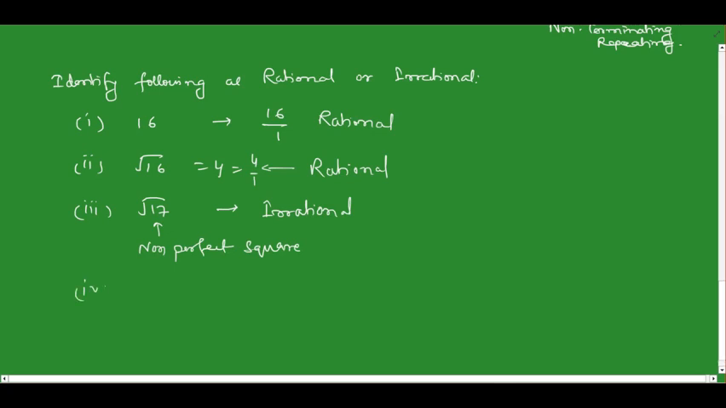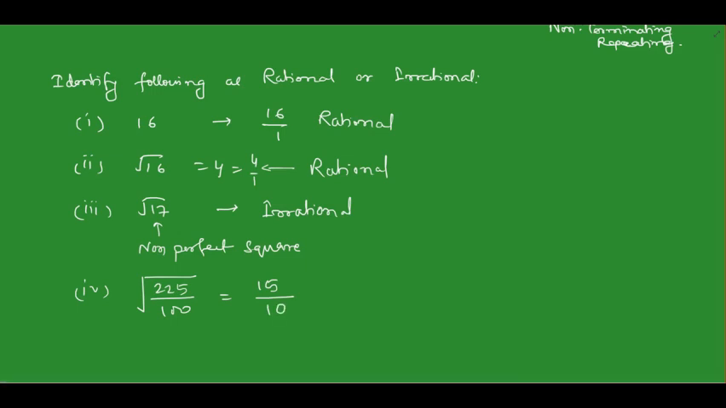Then if we have the square root of 25 upon 100, then 25 is the square of 5 and 100 is the square of 10. If you simplify this, it is 5 upon 10, that is 1 upon 2. Even then, I'm simply explaining here. You can write it directly as rational or irrational. Okay. So we have seen some examples.